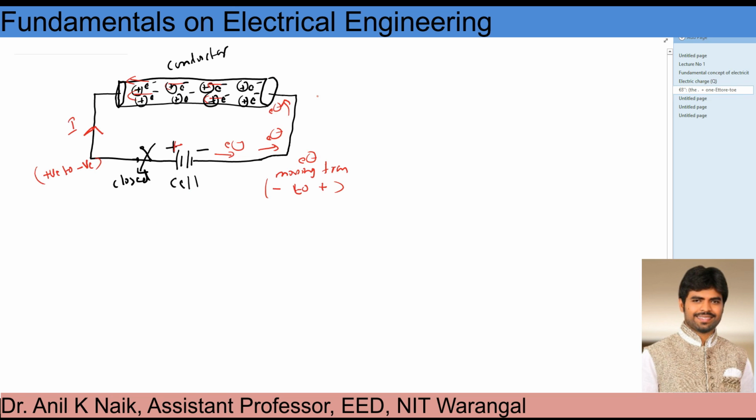So here I can define one term, it is called the current I. What is meant by this current? How will you define it? It is nothing but the flow or movement of charges; the flow of charge constitutes the current.